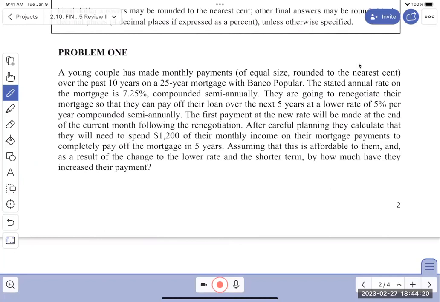A couple has made monthly payments of equal size over the past 10 years on a 25-year mortgage. The stated annual rate on their mortgage is 7.25% compounded semi-annually. They are going to renegotiate their mortgage so they can pay off their loan over the next 5 years at a lower rate.